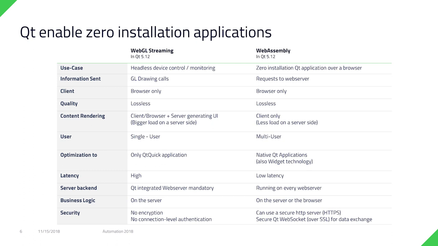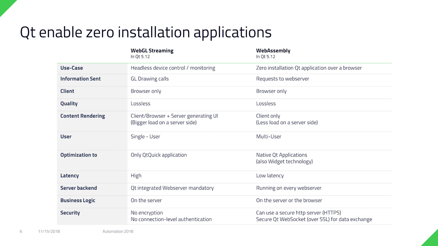When it comes to users, how many users can connect to the remote device with WebGL streaming, we already said it. It is single user only in Qt 5.12, while with WebAssembly, it is really only limited by what the HTTP server can do. So it is, of course, multi-user. In terms of what you can do with it, WebGL streaming is only Qt Quick applications and no Qt widgets. While with Qt for WebAssembly, you can do any kind of Qt application, so widgets and Qt Quick.